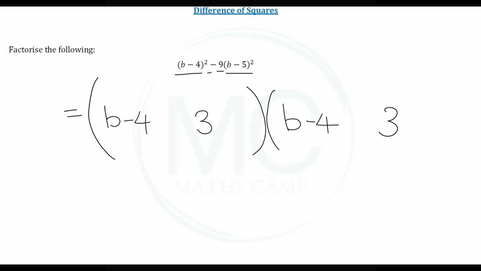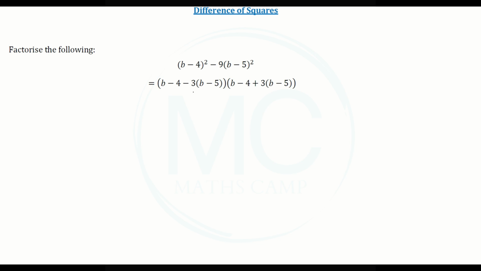And then the square root of b minus 5 squared is simply the bracket of b minus 5. So I can say b minus 5 over here and the bracket b minus 5. Let's separate these terms with a minus sign and these with a plus. Now, once again, we have got smaller brackets within our bigger ones, and we need to expand these brackets out.